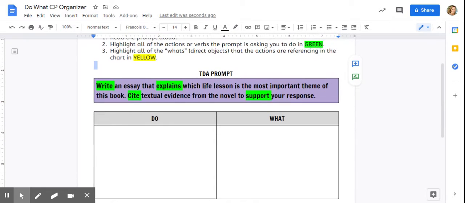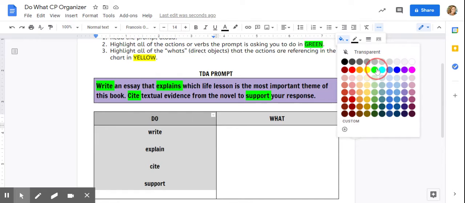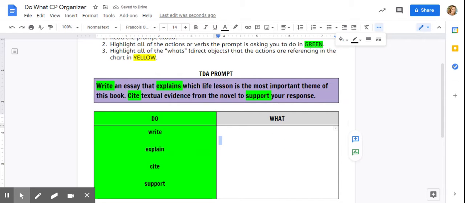So I'm going to take my chart right underneath it, and I'm going to center mine. I like the way it looks when it's centered. And I'm going to write the word write. I'm going to skip a little space. I'm going to type explain. I'm going to type cite and support. So those are the things I'm going to have to do in my essay. I'm going to have to write, explain, cite, and support. And I'm just going to do a little thing here because I'm a color person and I want to be able to see this very clearly that those are my actions, okay?